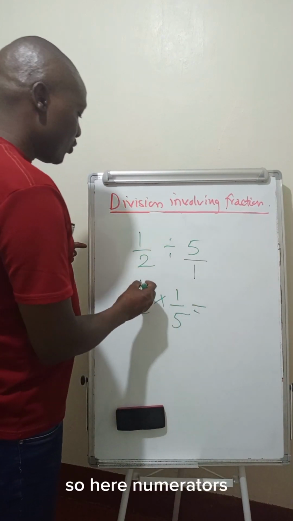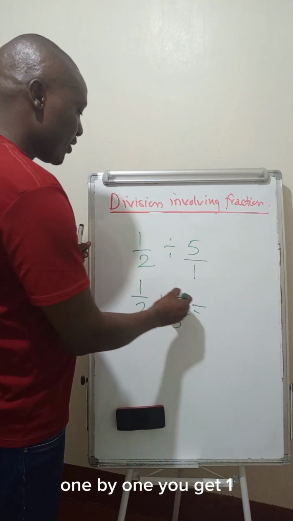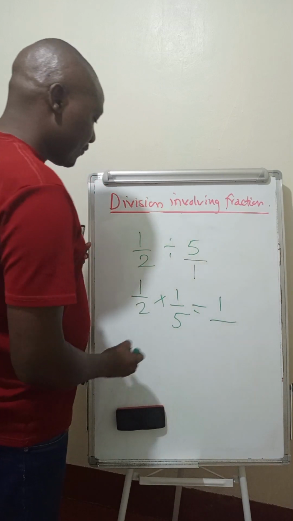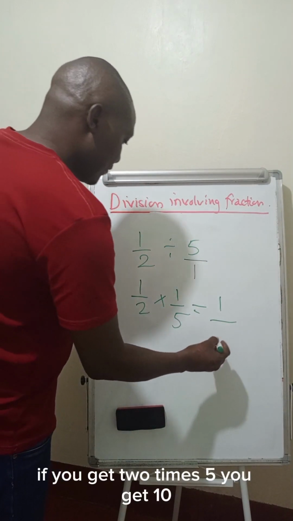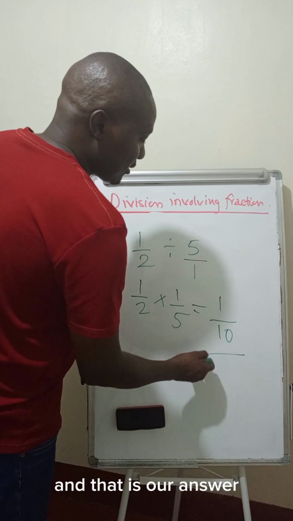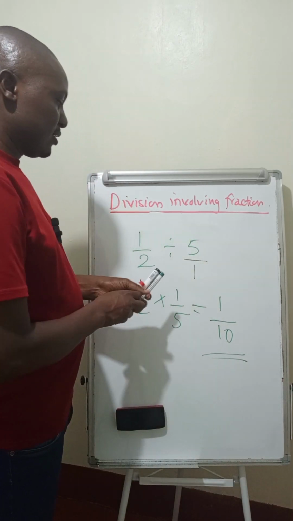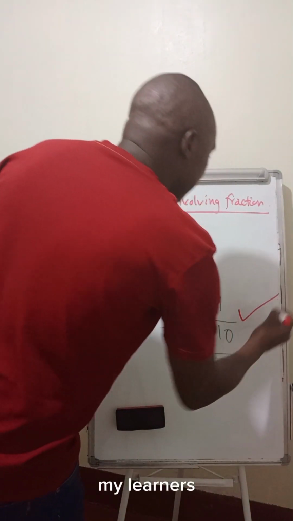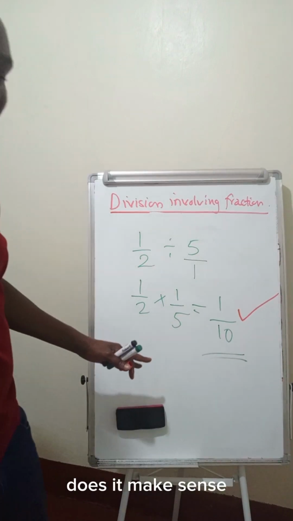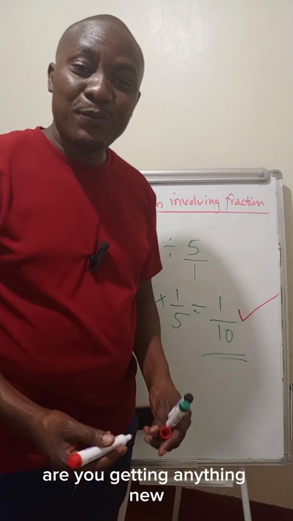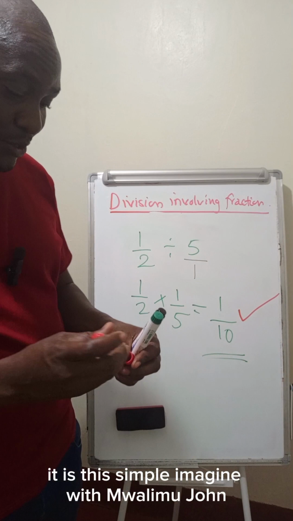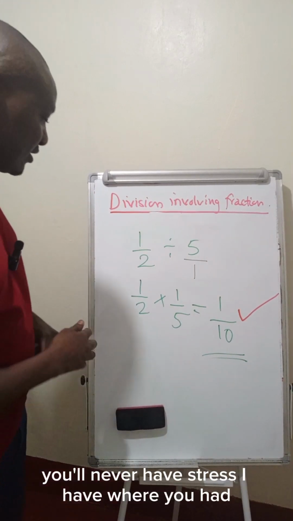So here, numerators: if you multiply 1 by 1, you get 1. If you get 2 times 5, you get 10. And that is our answer. My learners, does it make sense? Are you getting anything new? It is this simple, imagine. With Mwalimu John, you'll never have stress.